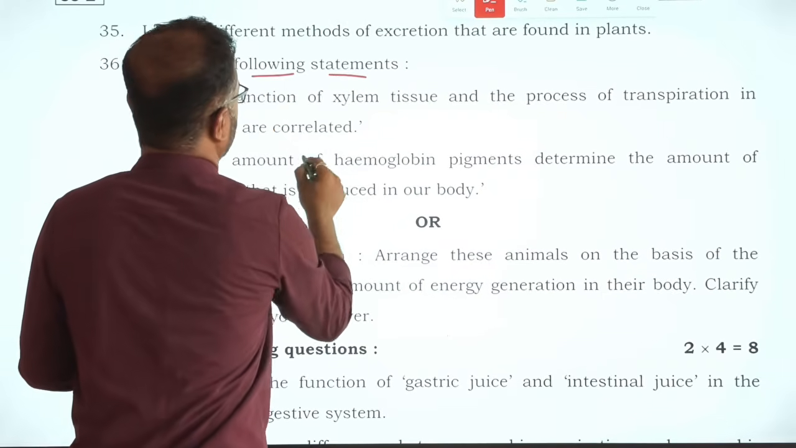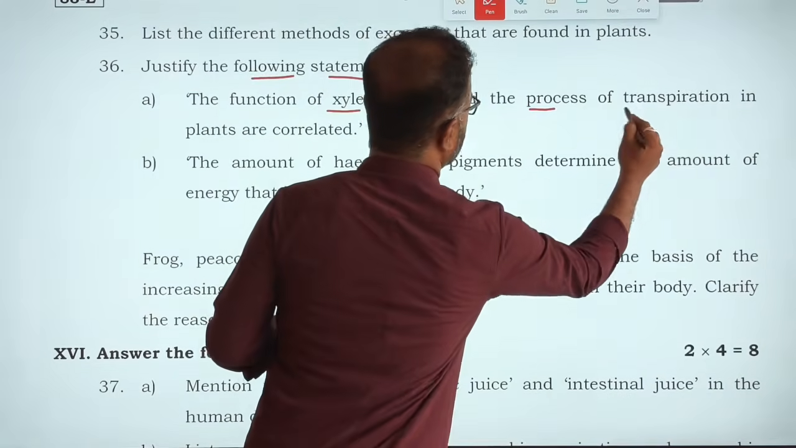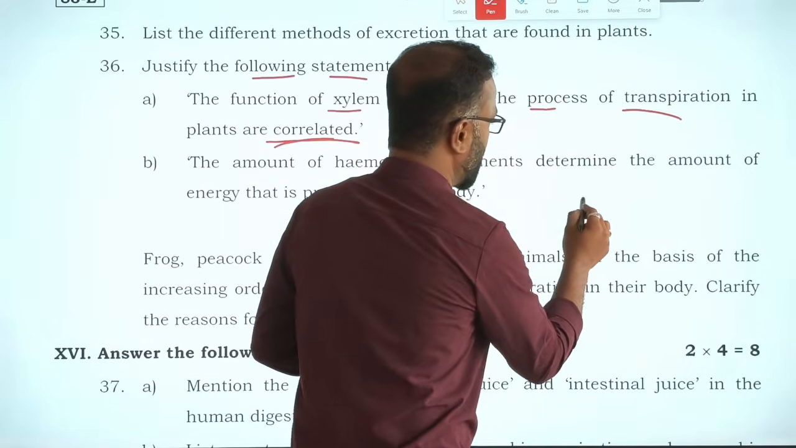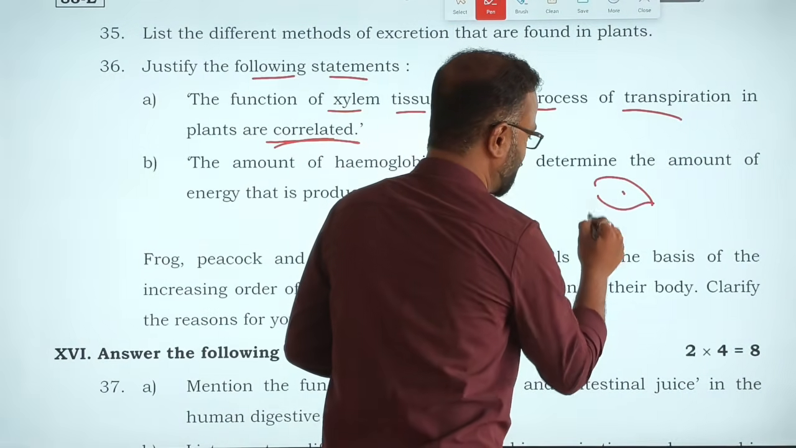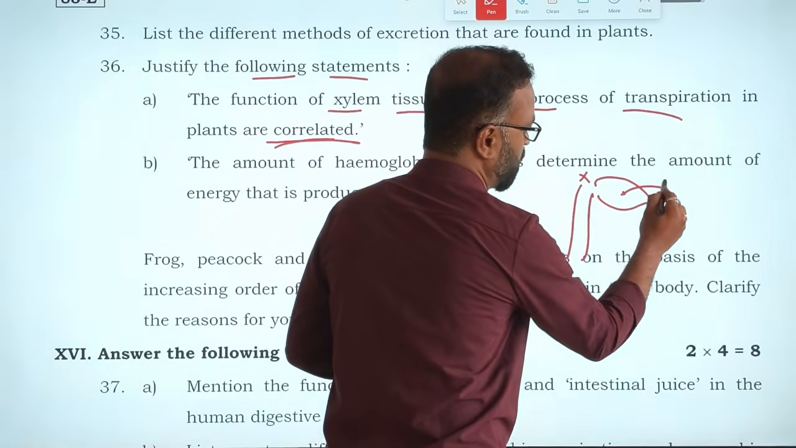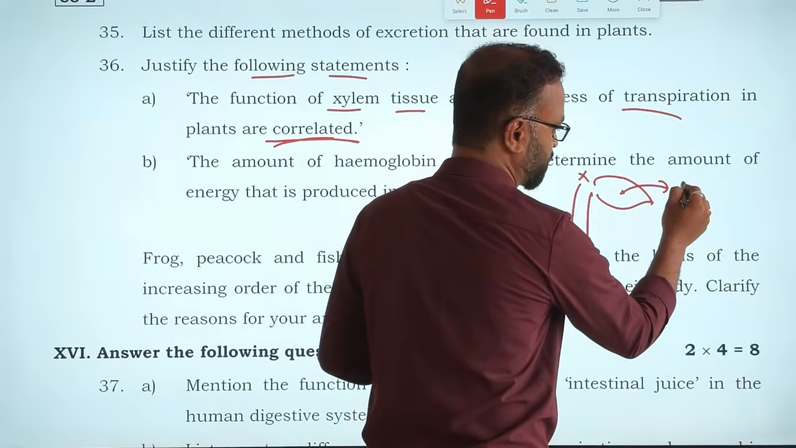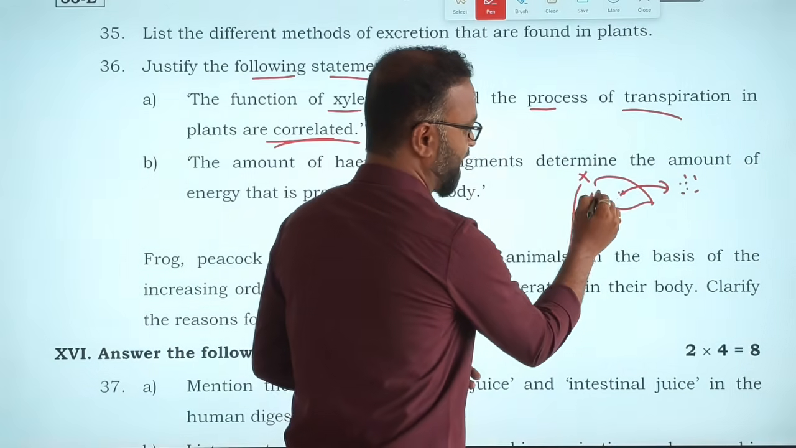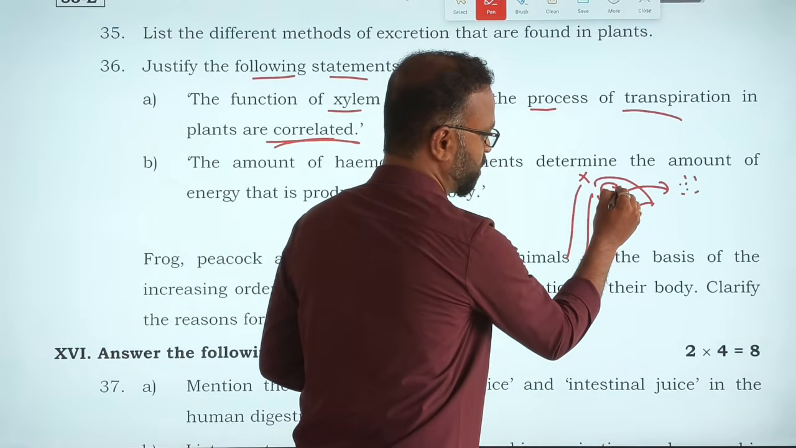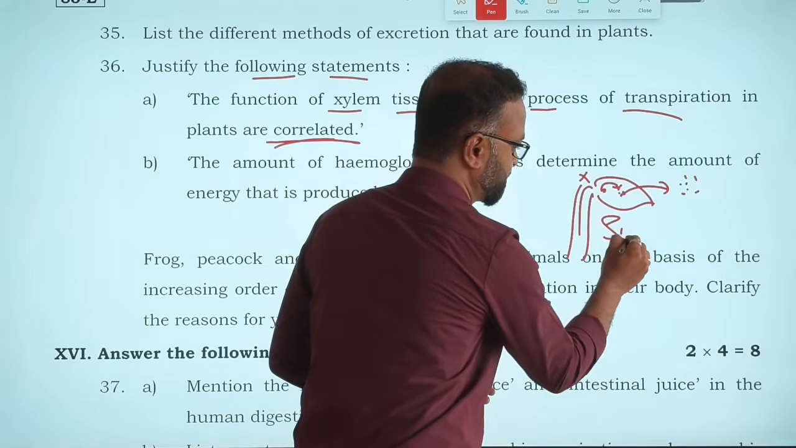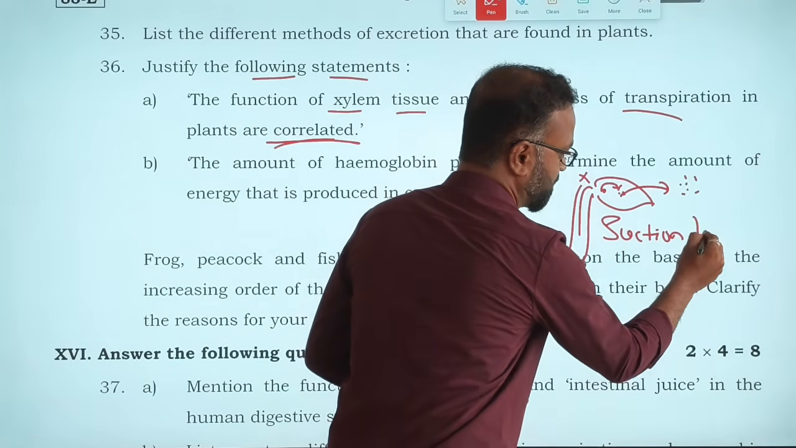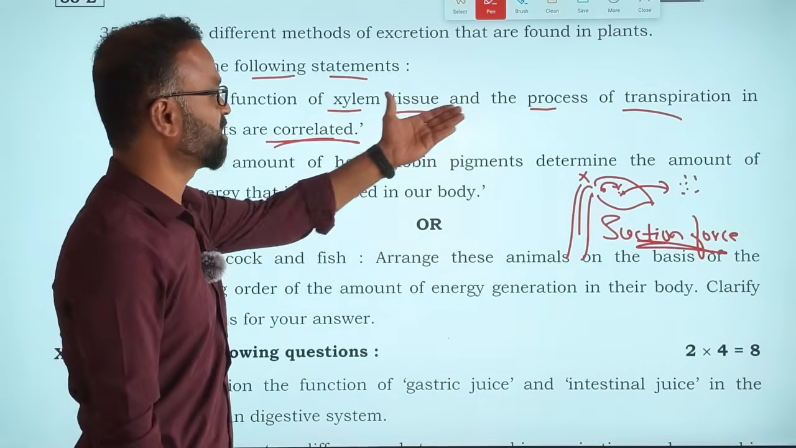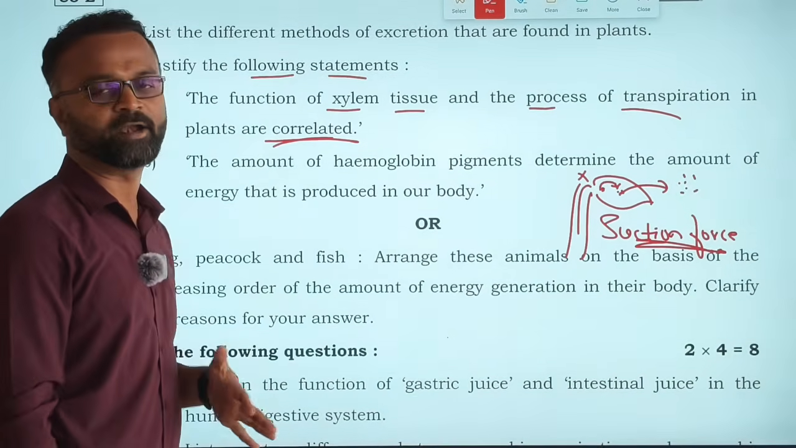Next one here. Justify the following statement: the function of the xylem tissues and the process of transpiration are correlated. Yes, they are correlated. I told you, right? The water molecules escape from the xylem through the stomata by transpiration into the atmosphere in the form of water vapor. Here it creates low pressure, and the water molecules start moving from high pressure towards low pressure. That creates the suction pull inside the xylem vessel. Hence the xylem tissue and the process of transpiration are correlated.